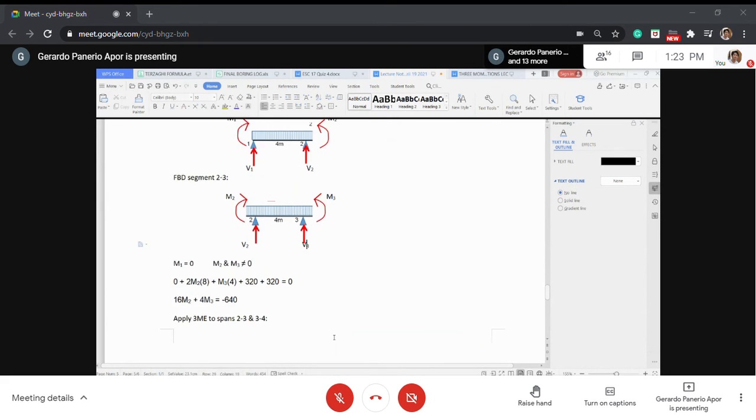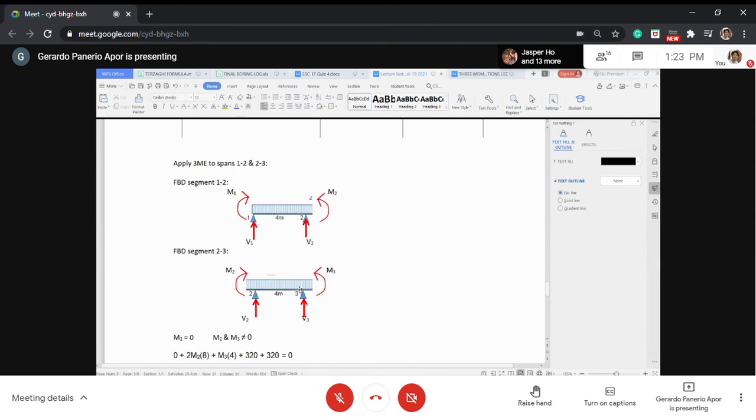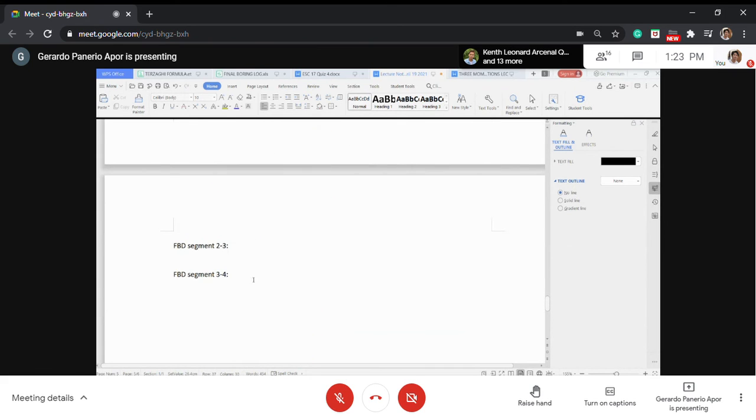So, that gives 640. Okay, apply the three-moment equation to M2. So, we still have to make a free-body diagram of segment 2, 3. So, this is what happened. Apply the moment equation to segment 2, 3.